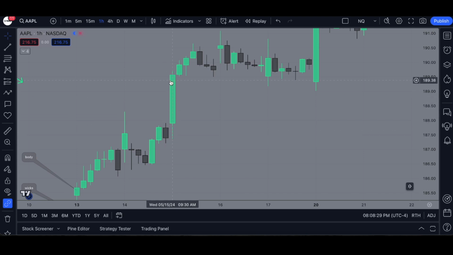So it goes all the way up, and it makes its highest here. But then it pulls back just a bit, and it closes here. So again, this is where a bullish candle opens at the bottom of the body. This is lowest, highest, close.